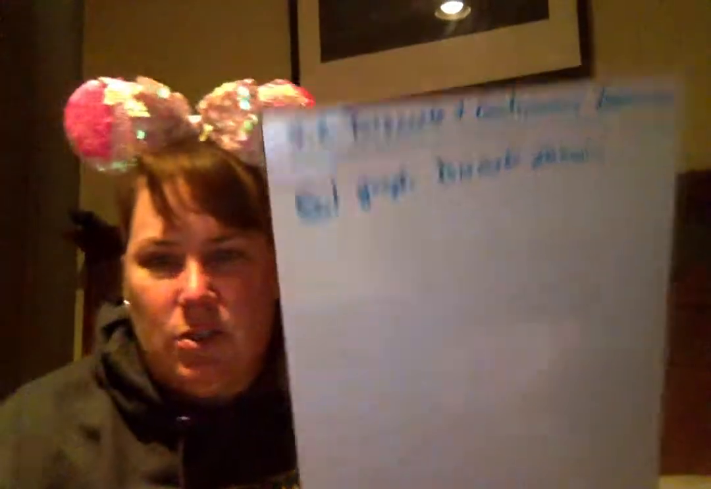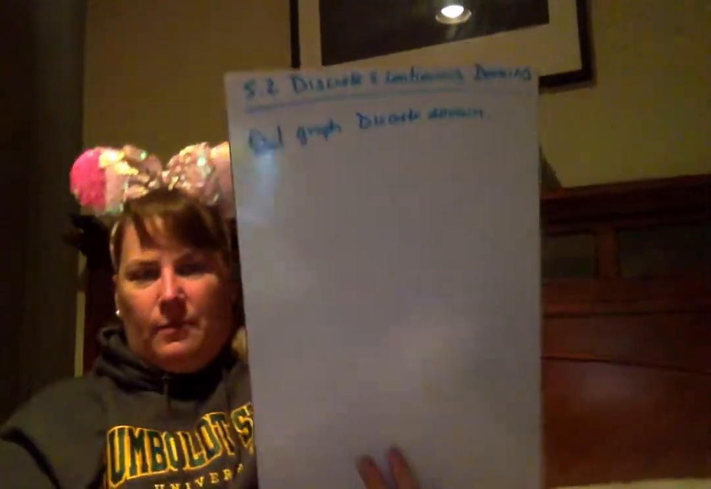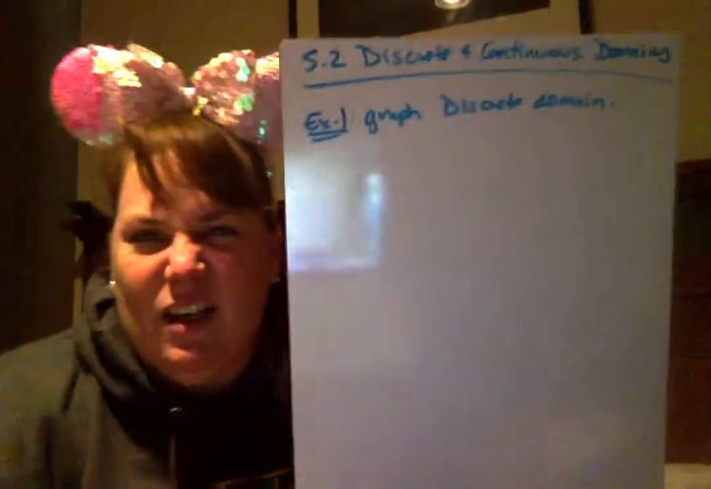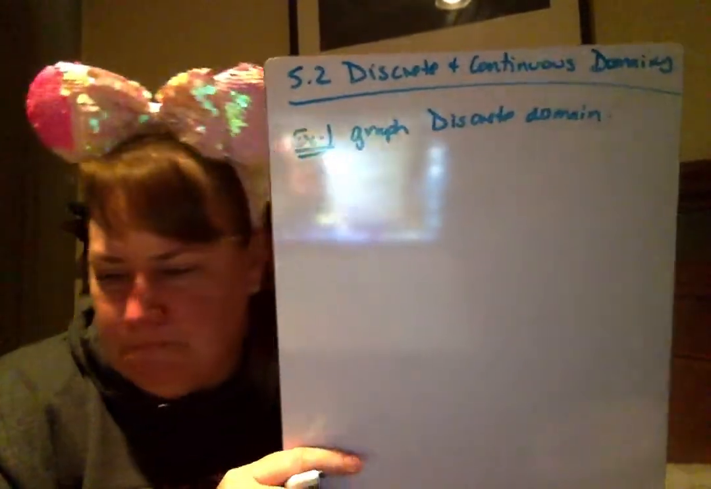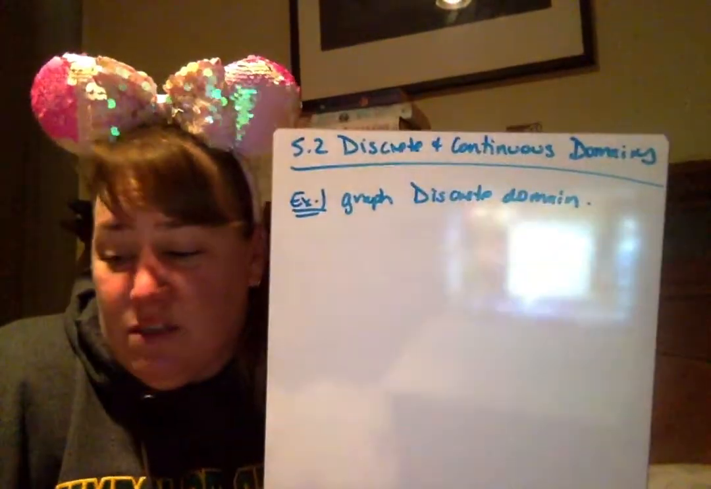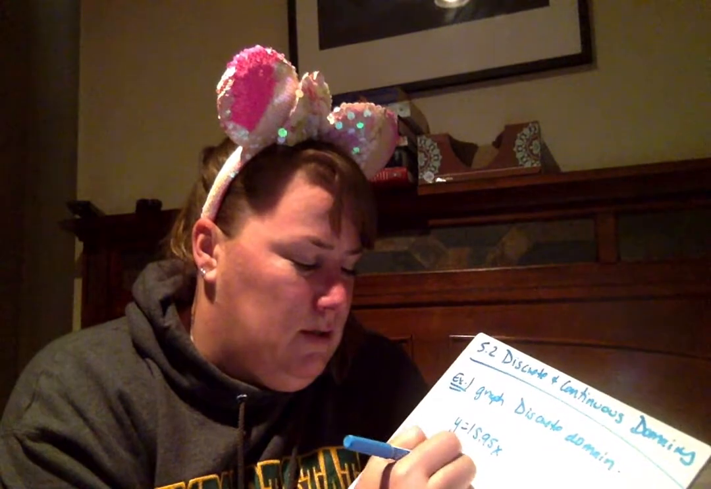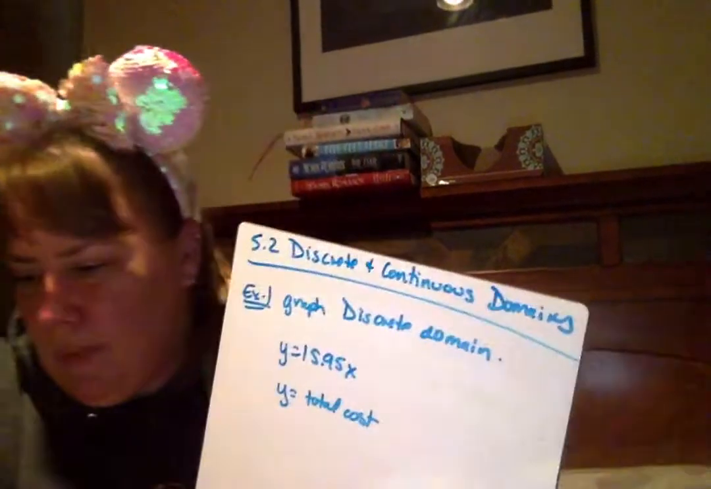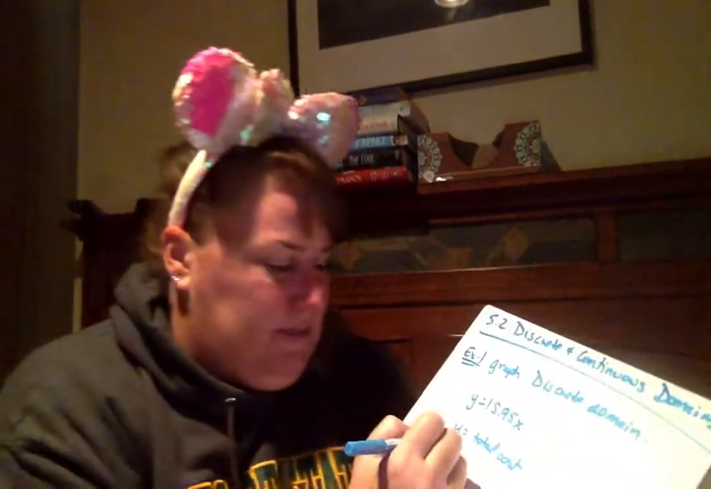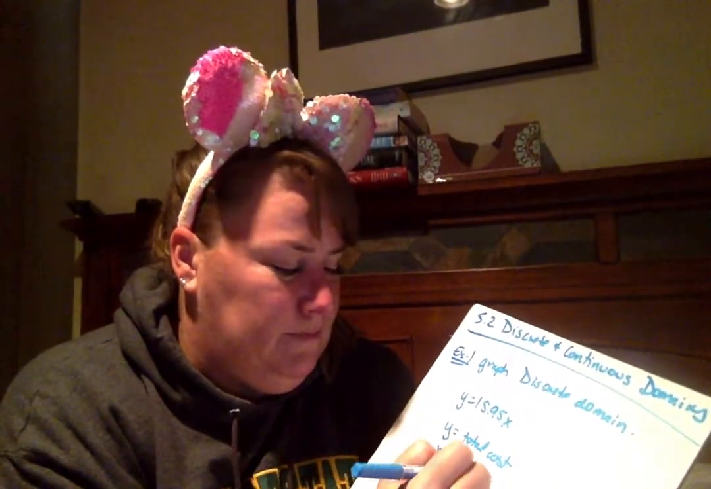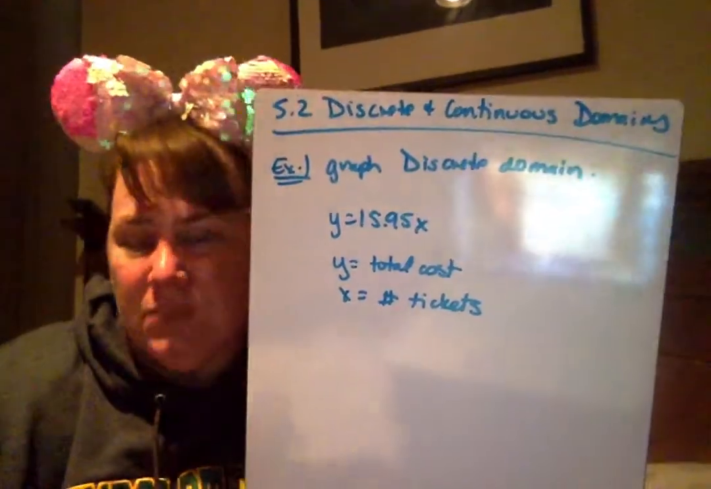So when we talk about the discrete domain, we're talking about something very specific. It's almost like you have to pick these numbers. Here we go. So it says the function y equals 15.95x represents the cost y in dollars. So y is total cost of x amount of tickets. So x is the number of tickets for a museum. Sounds good.